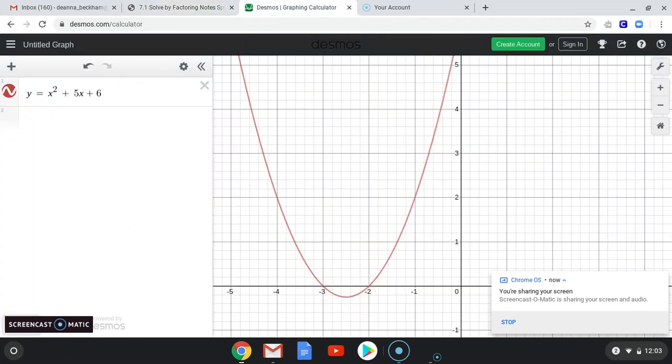So let me show you a graph. This is a graph of a quadratic. This is the quadratic x squared plus 5x plus 6. Normally, I would have you factor by grouping and find the factors. Now, what does that really mean?